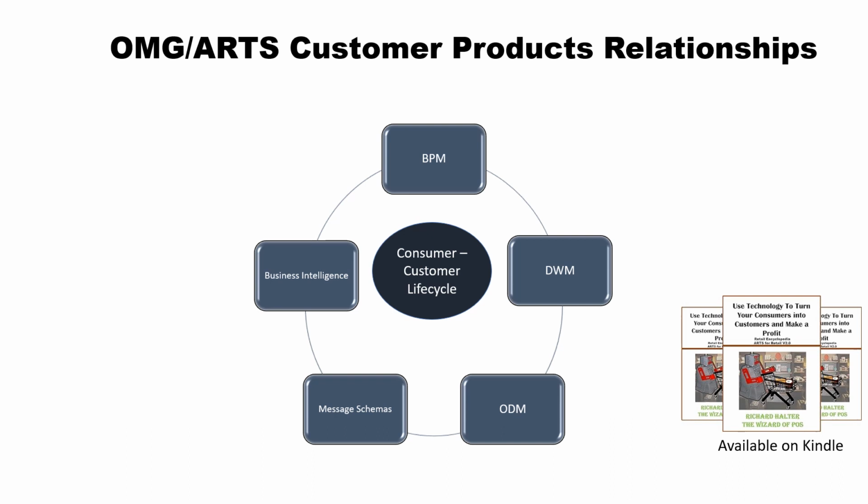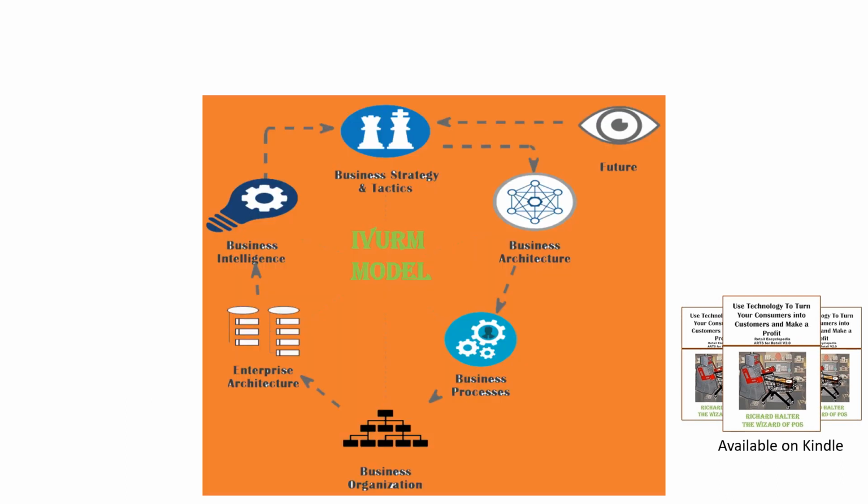And finally, there's the consumer-to-customer lifecycle model. These all cover basically the enterprise architecture component, or in effect, the information. I've taken that enterprise architecture component and extended it in this model, showing how we tie the business strategy to the business architecture or the value streams that support that strategy, which then ties to the business processes, the people, the data to execute that strategy with the business intelligence to evaluate the effectiveness of that strategy.